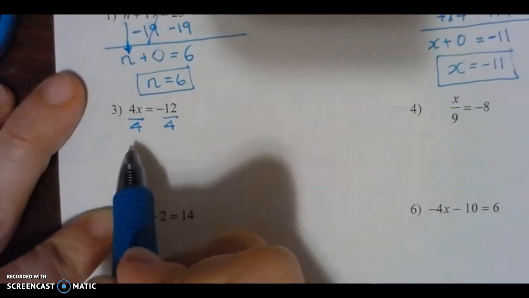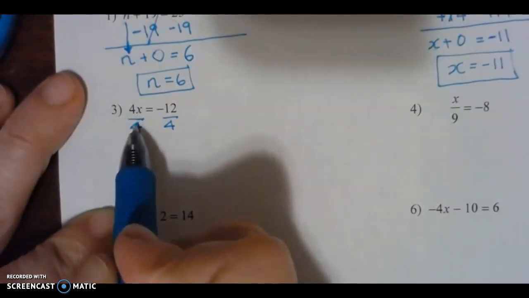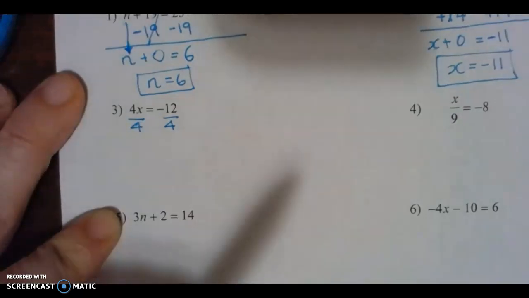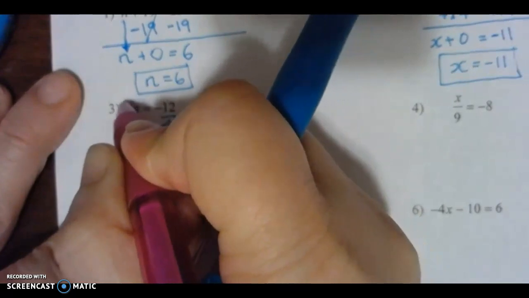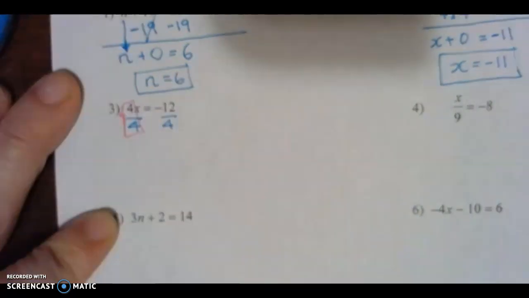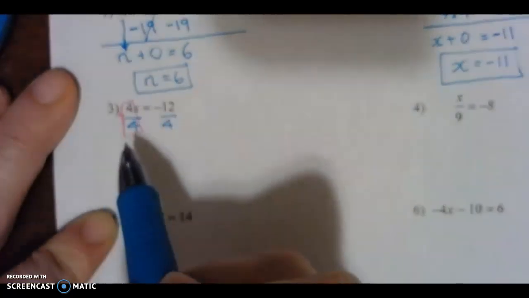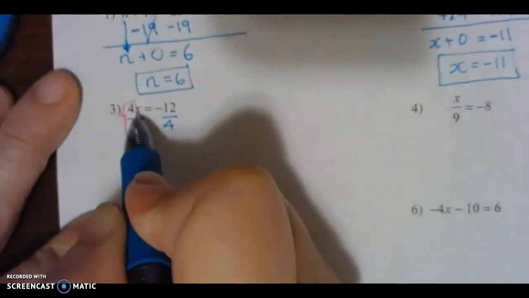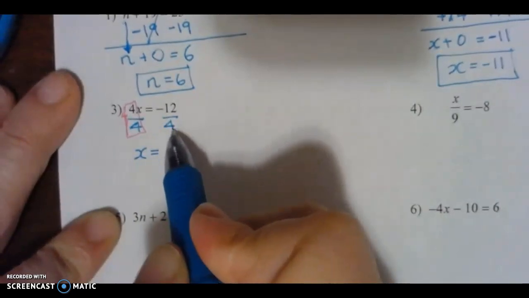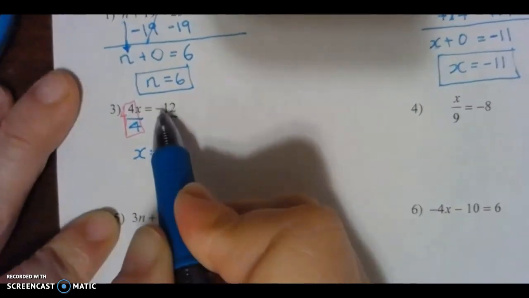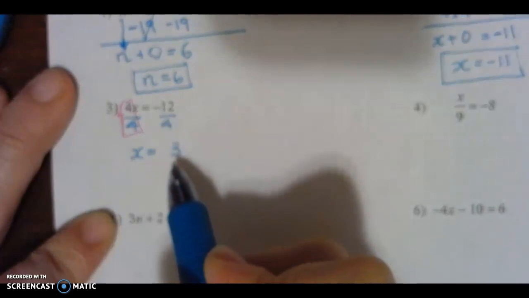Okay. All right, so then 4 divided by 4. Look what happens. 4 divided by 4 is just my giant 1, or 1. So that goes away, and you're left with just x here is equal to, what's 12 divided by 4? That's 3. Negative divided by positive is going to be negative.